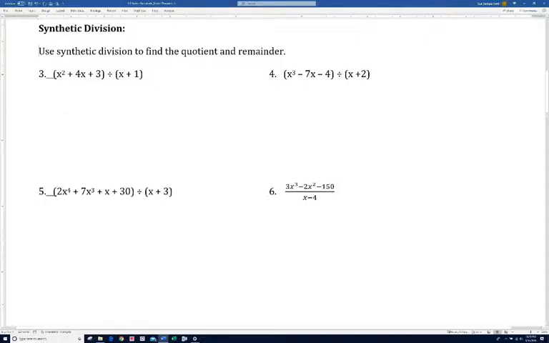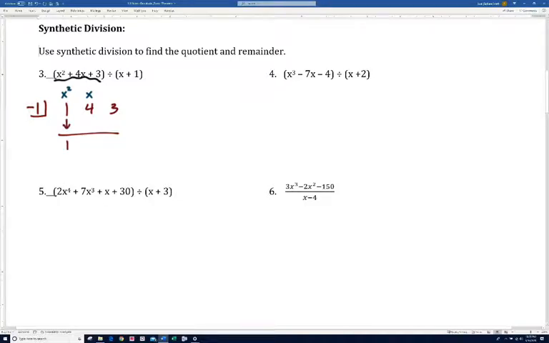So what we're going to do here is eliminate all the x's, and when I divide by x plus 1, I'm going to change the sign, and instead of a plus 1, I'm going to use a minus 1. And by doing that, instead of doing divisions and subtractions, we'll be doing multiplications and additions. The way we set this up is we take the coefficients of our dividend, so that would be 1, 4, and 3. Then we draw a line below that, and the first thing we do is bring down the first term, the 1.